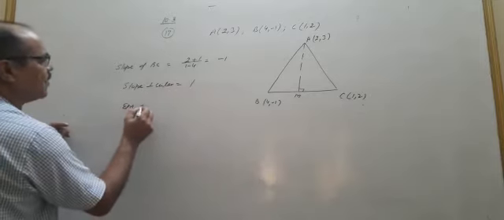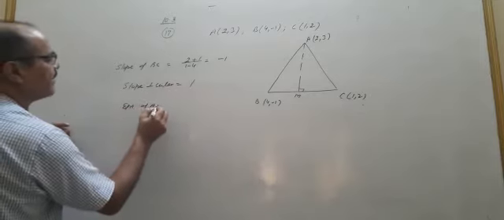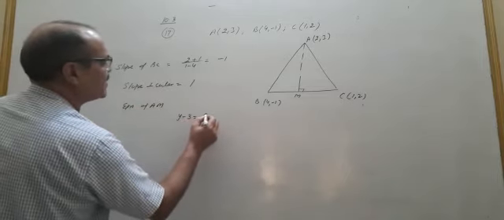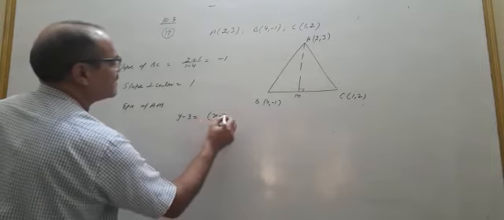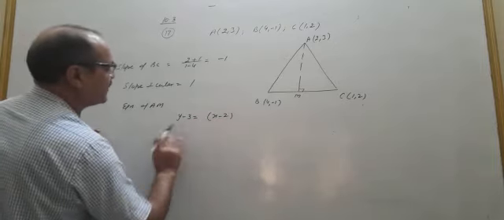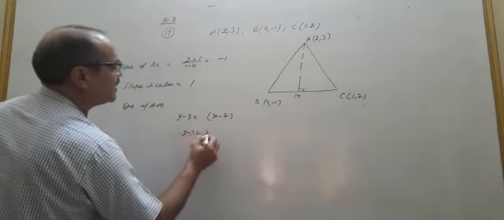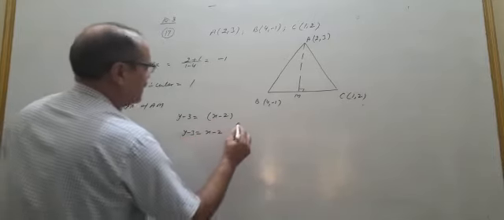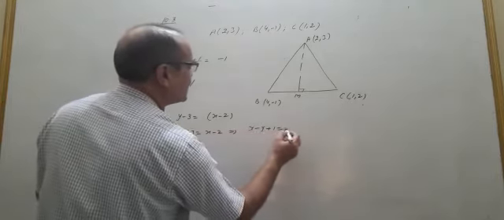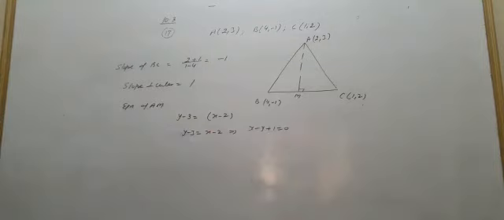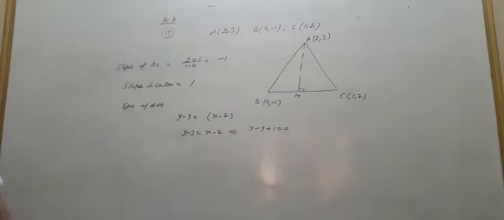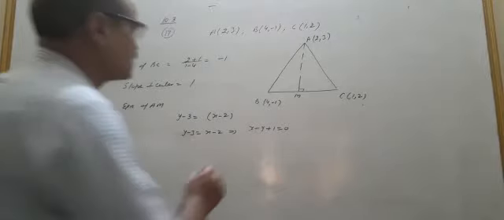The equation of AM, AM is the altitude passing through point 2 3, y minus y1 is equal to m times of x minus x1, can be written as y minus 3 is equal to x minus 2, or on arrangement of this, that is x minus y plus 1 is equal to 0. So this is the equation of the altitude.